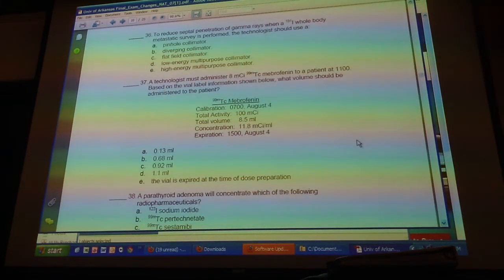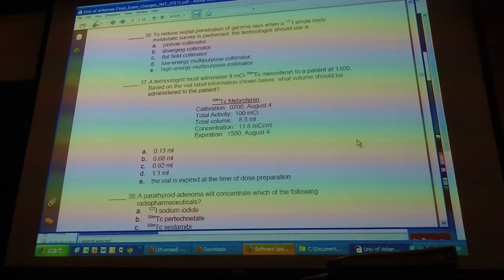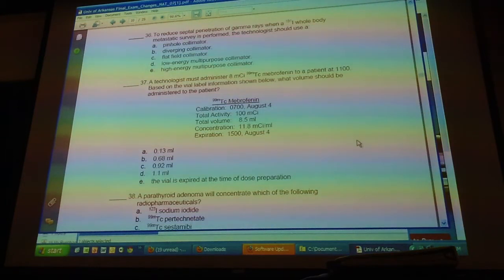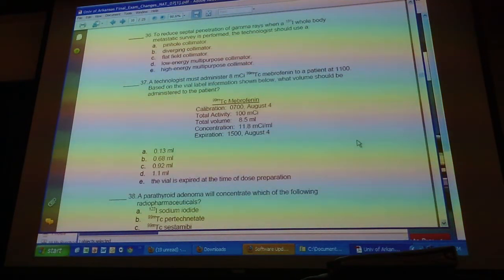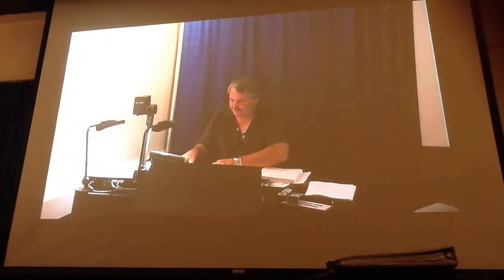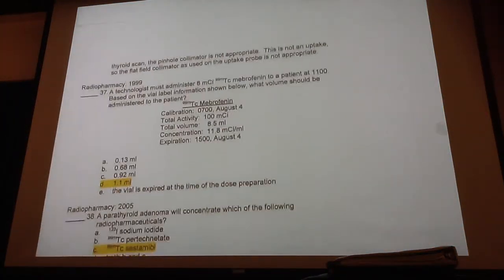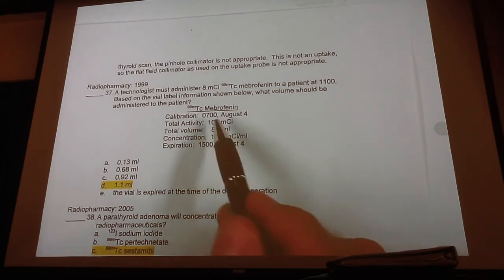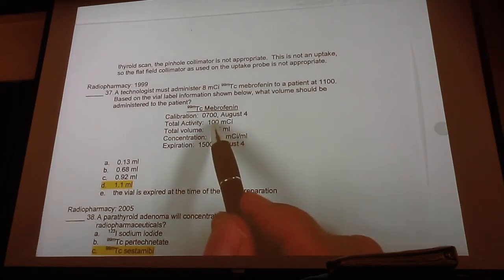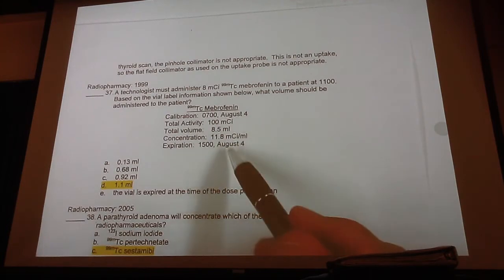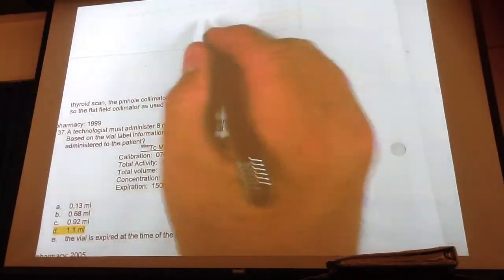It says 11.8 millicuries per ml. That's for 7, and then we come up with 0.68. But look at the expiration. Okay, the important thing is this, it's 7 a.m. The concentration, you don't even really need to worry about, because if you divide 8.5 into that, you're going to get this. So the thing is, you've got 11.8 millicuries per ml.